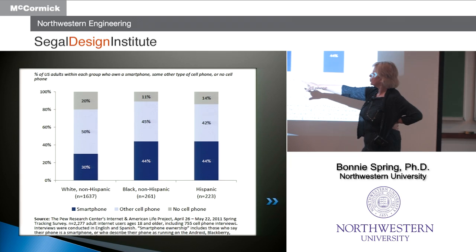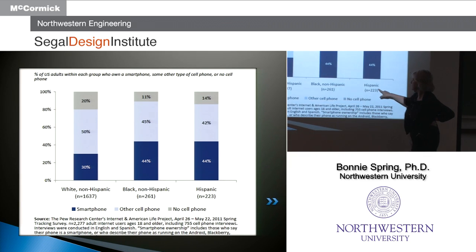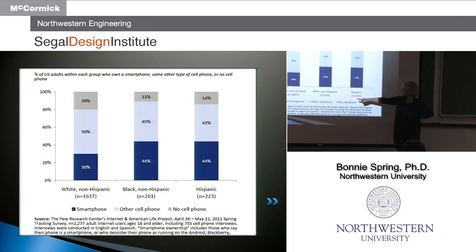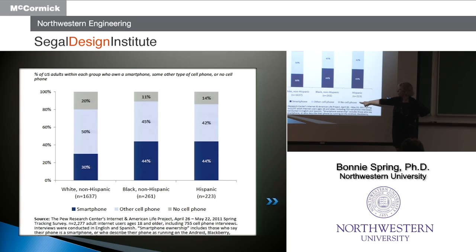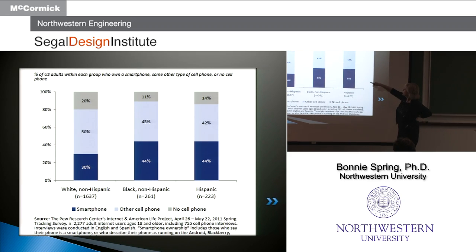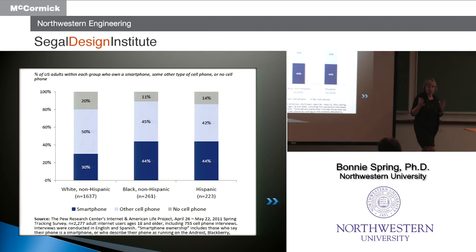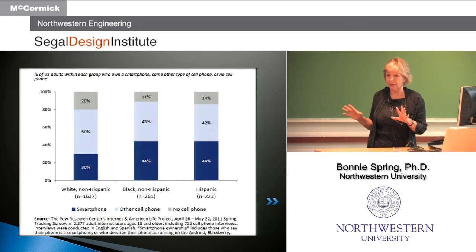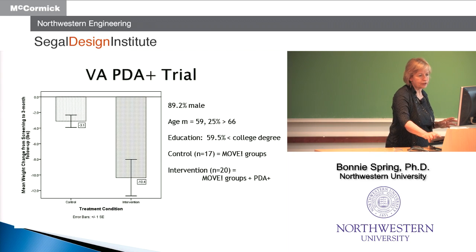So here are data from white non-Hispanics, black non-Hispanics, and Hispanics. On the dark blue is the proportion that have a smartphone. Light blue is the proportion that have another cell phone. And gray is they have no cell phone. Look at the numbers for who has no cell phone. They're actually greatest among the white non-Hispanic. So if you look at smartphone use compared to internet desktop computers, it's looking like we may not need to be worried about a digital divide here. This may actually be a good way to reach the underserved.